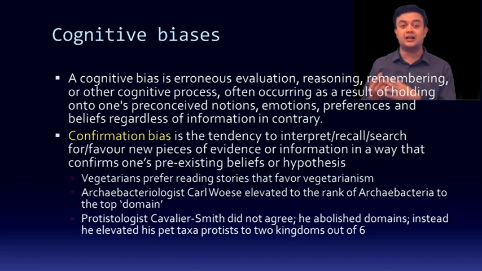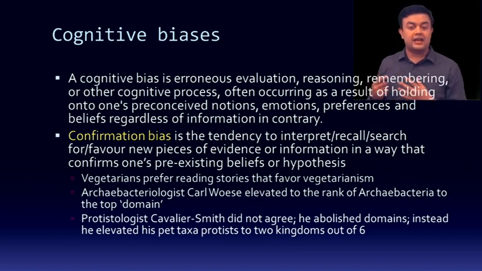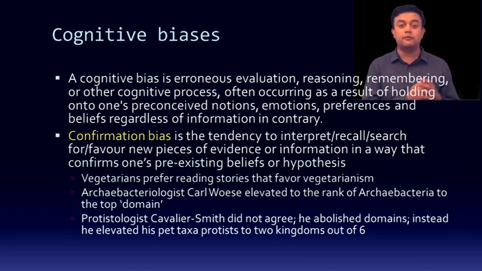Another example on the same taxonomy is Cavalier Smith. He was a protistologist. He was working with protista, and protists, as you know, are eukaryotic cells. So he elevated the protista to a kingdom. That is yet another confirmation bias. As you can see, biological taxonomy and classification do have this kind of cognitive bias. Professor Cavalier Smith did not agree. He abolished the domains of the archaebacteriologist Carl Woese, and instead he elevated his pet taxa, the protists, to kingdoms. Out of 6, there are 2 kingdoms of the protists as per Cavalier Smith's 6 kingdom scheme.